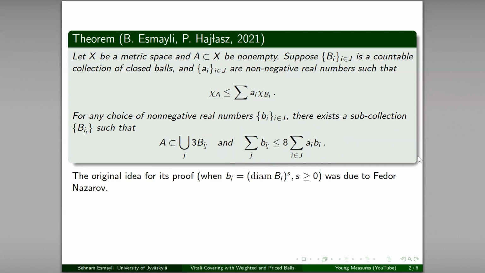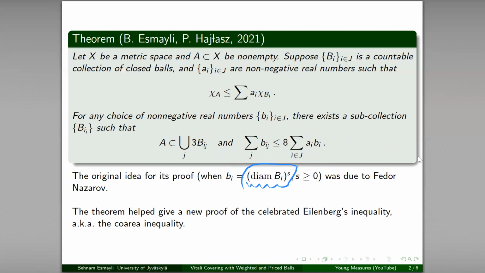Because we applied it, we were actually originally interested in the case where these prices were given in terms of the diameter of the balls. And these, of course, you can guess, have something to do with Hausdorff measures. And we needed the stuff so that we could prove Eilenberg's inequality, also called the coarea inequality. So that was the title of the paper.